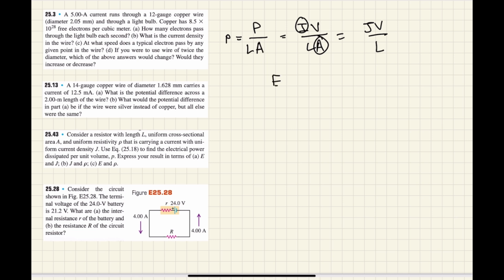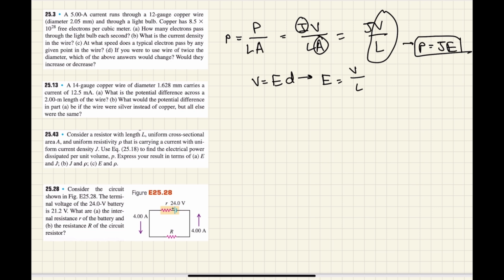Well, we do know that V is equal to E times D, electric field times the distance, from our equation sheet. And in this case, D and length are very similar because we're talking about going across that wire. And so in this case, D is L. The length of the wire is the distance you travel. And so that means that the electric field is equal to V over D or V over L. Well, V over L is the exact expression we have here, which means that the power per unit volume is equal to J times E as your answer. All right, that's for part A.